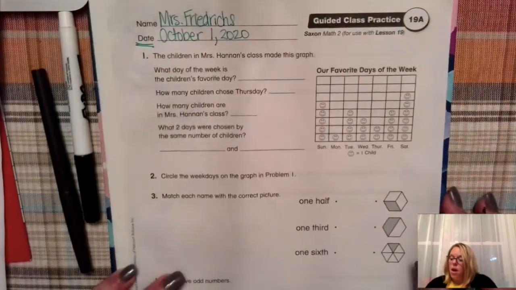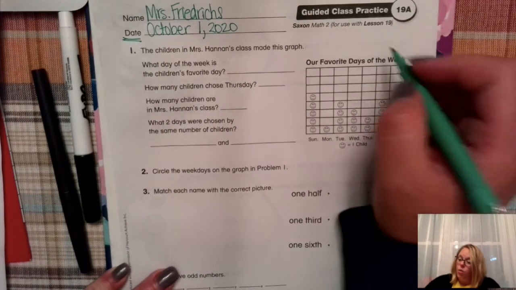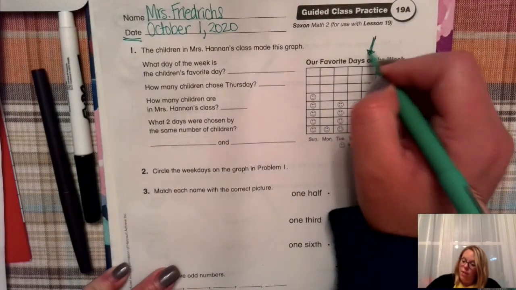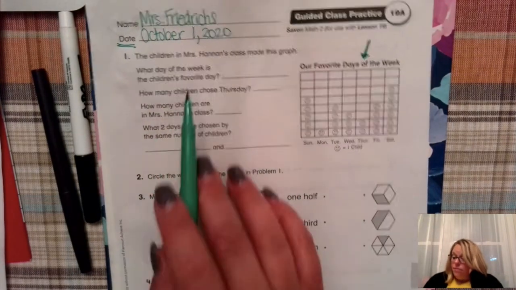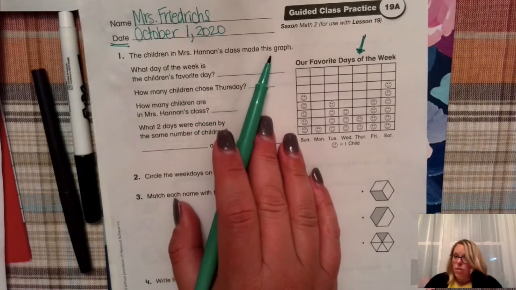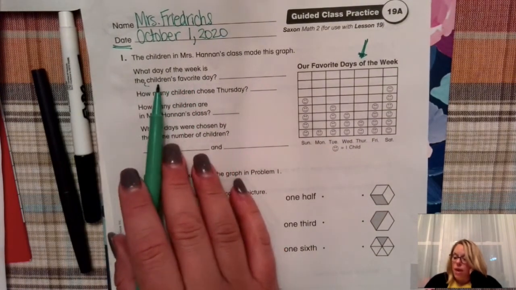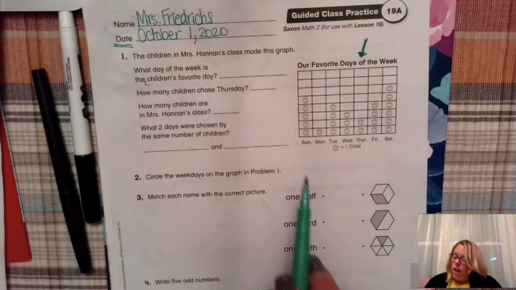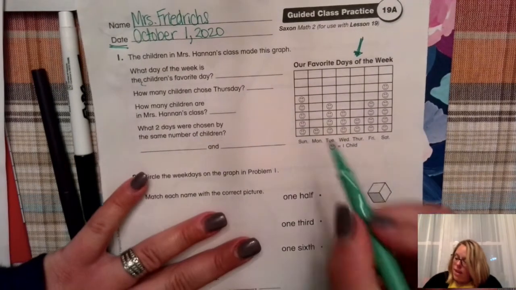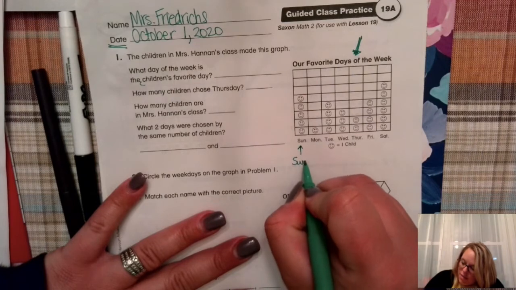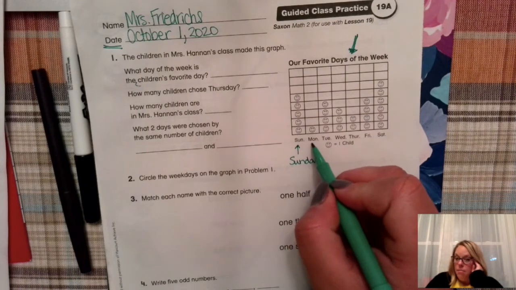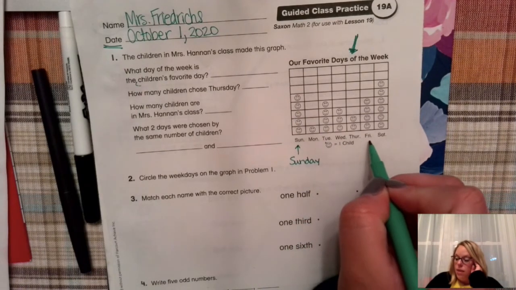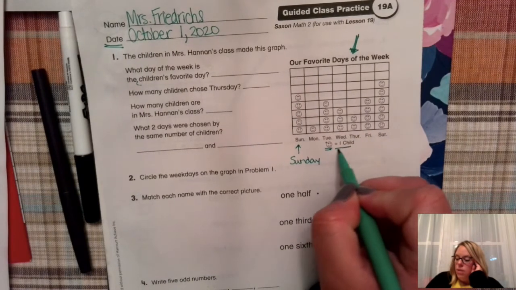2020. All right, today we are looking at a graph that's already made for us, and we have to find out the information it's asking. So let's read, and let's see what we have. The children in Mrs. Hannon's class made this graph. What day of the week is the children's favorite day? So what we have to do is look at this and say, okay, where are the most smiley faces? This S-U-N, first grade, that means Sunday. Okay, so it just goes right down the road. Sunday, Monday, Tuesday, Wednesday, Thursday, Friday, Saturday. And it tells you that one smiley is equal to one child.